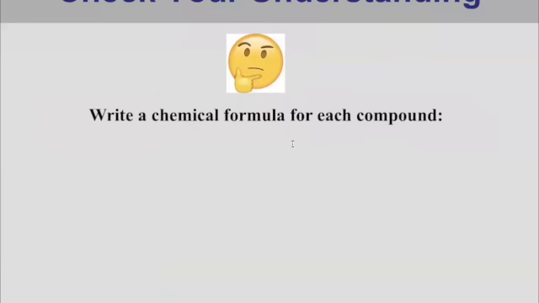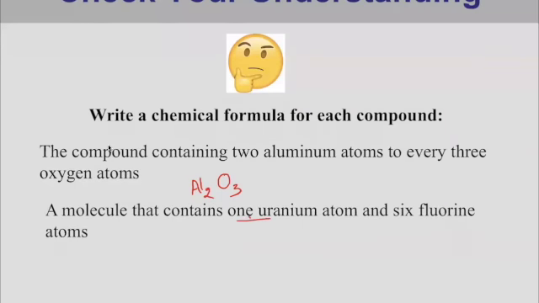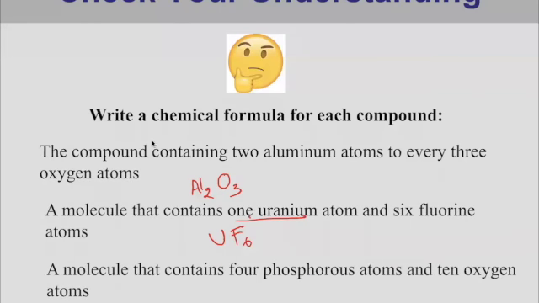Question for you to try by yourself. Write the chemical compound. The compound contains 2 aluminum. So you want to write aluminum, 2 for every 3 oxygens, O3. A molecule that contains 1 uranium, uranium is U, and 6 fluorine, so F6. A molecule that contains 4 phosphorus, P4, and 10 oxygens, O10.